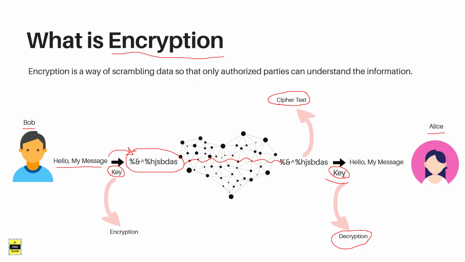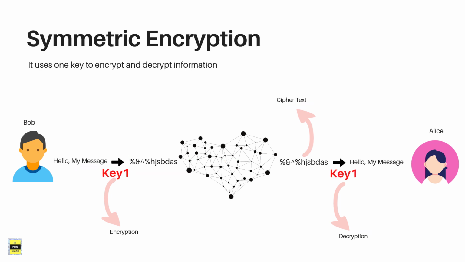There are two types of encryption. Symmetric encryption is what we are going to discuss in this slide. In symmetric encryption, as the name suggests, it uses one key for encryption and decryption. So it uses the same key for encryption and decryption. Look at the picture.